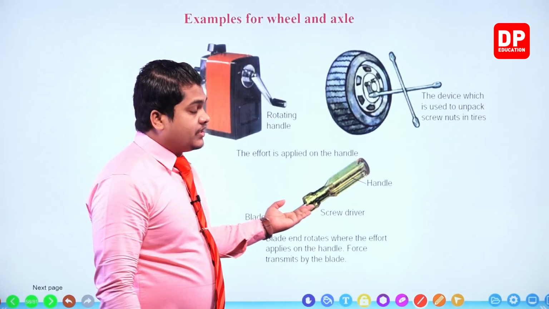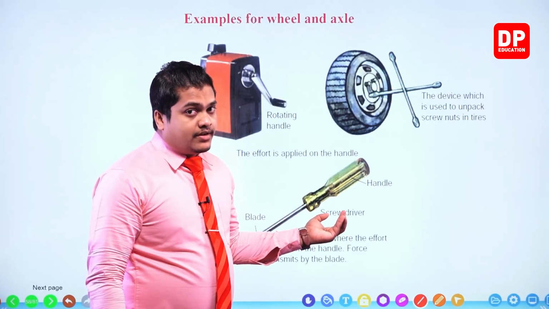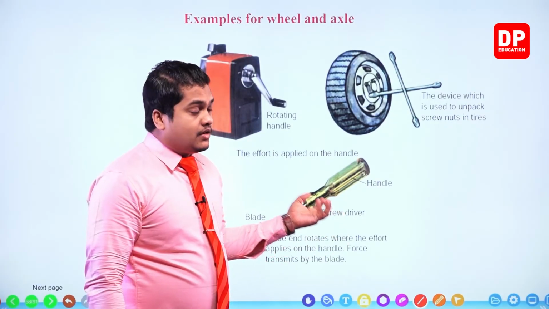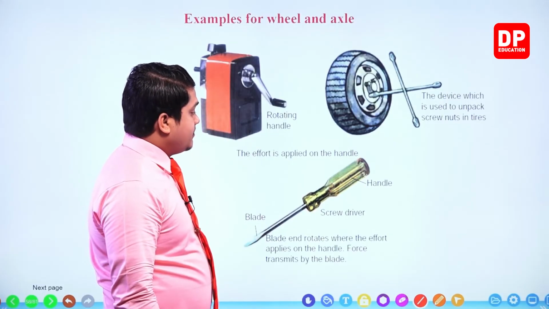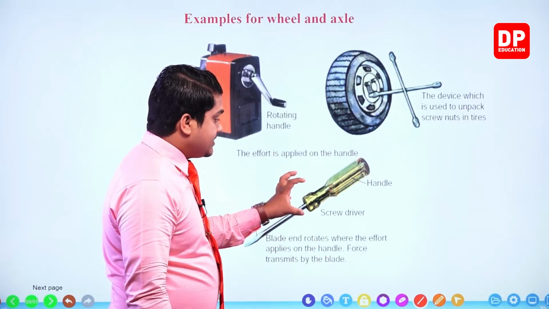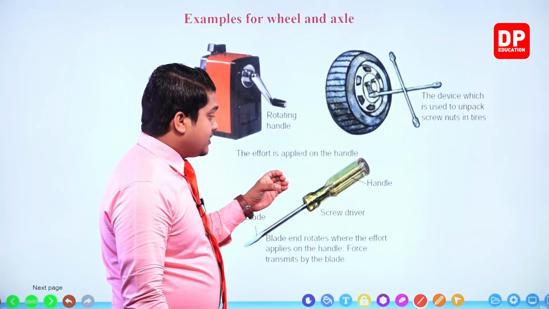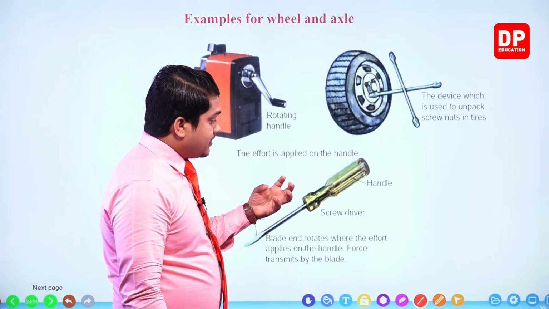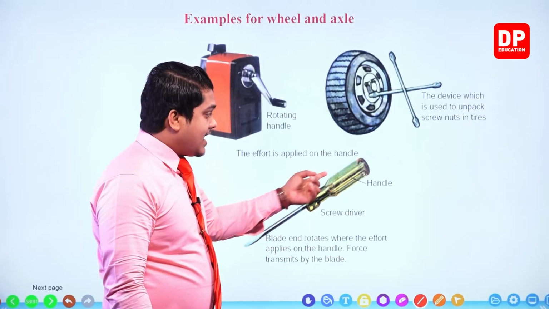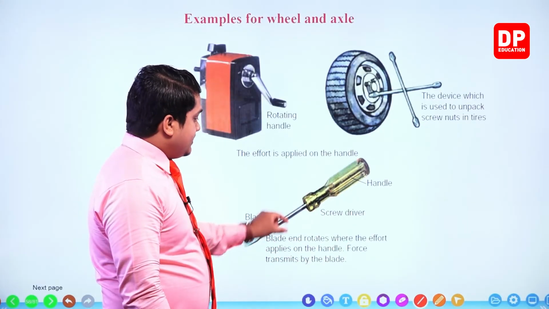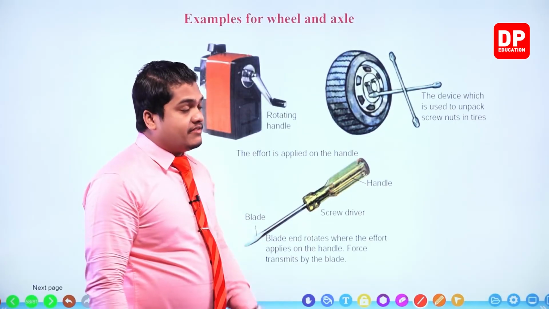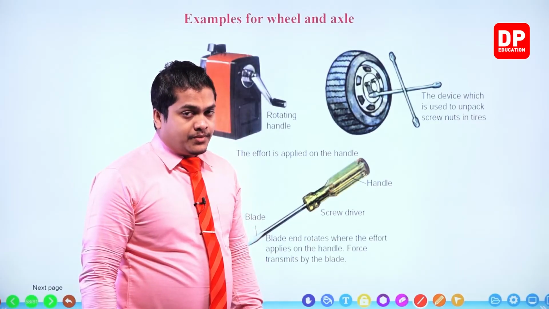Then the third one given here is the screwdriver, which is way more familiar to us. So the screwdriver is also a better example for wheel and axle, my dear children. Here, this is the handle. It has a larger diameter, or a larger radius, so it is acting as the handle, right? Then this is the blade, my dear children. It is behaving as the axle, right?